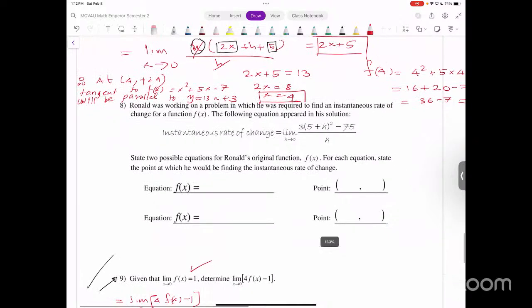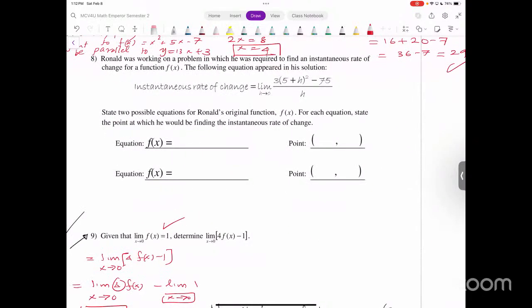All right, some thinking questions here. Ronald was working on a problem in which he was required to find the instantaneous rate of change for the function f of x. The following equation appears in his solution. State the possible equations for Ronald's original function f of x. For each equation, state the point at which he would be finding the instantaneous rate of change. Can you guys write that, please?